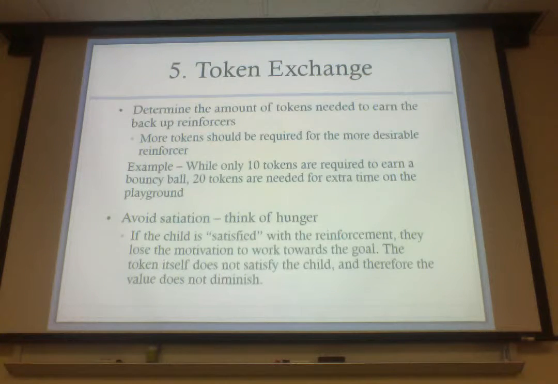I guess I'll go to the next part. So you have to determine the amount of tokens needed to earn the backup reinforcers, and obviously more tokens would be required for a more desirable reinforcer. We put an example here: while 10 tokens are required to earn a bouncy ball, 20 tokens are needed for extra time on the playground. If the child is satisfied with their reinforcement, they basically lose motivation to work toward that goal. So the token itself does not satisfy the child, and therefore the value does not diminish.